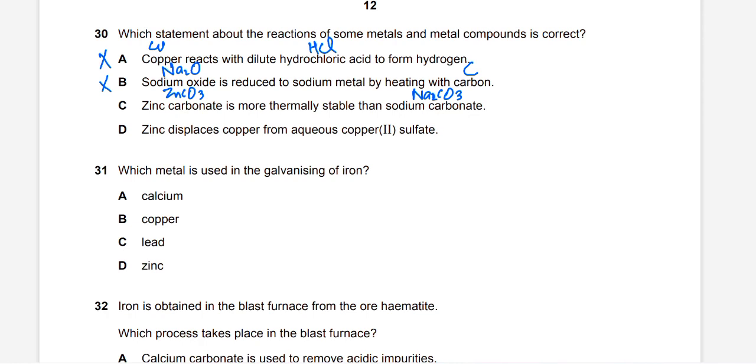Zinc displaces copper from copper sulfate. This is the metal compound and this is the metal. It can displace the copper from here. Zinc can displace copper because it is more reactive. So here is a metal which is reacting with a metal compound. Okay, D is the correct option.